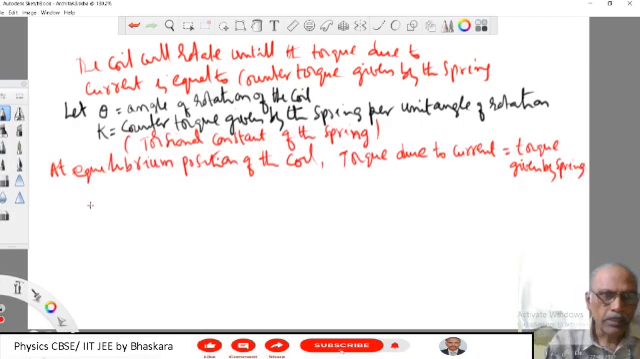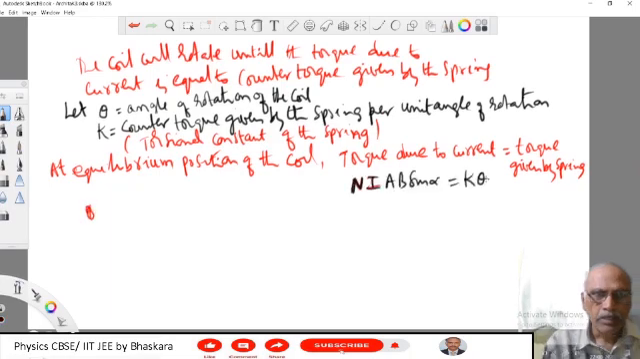Torque is NIAB sin alpha, equal to k into theta, where alpha is the angle between the plane of the coil and the magnetic field. Here alpha is 90 degrees due to the radial magnetic field. The radial magnetic field is due to concave shaped poles.